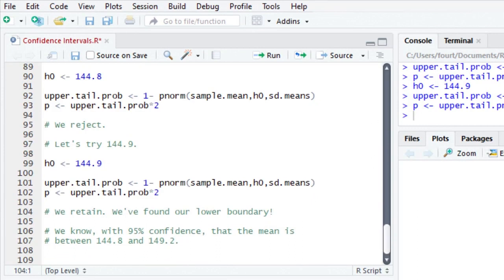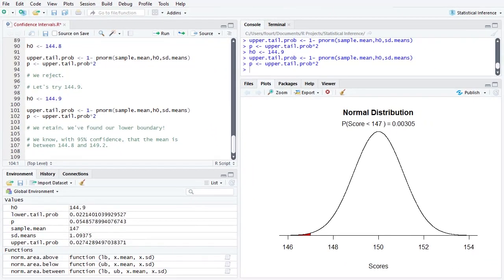We now know with 95% confidence that the mean is between 144.8 and 149.2. R made it easy to test many hypotheses in a short amount of time, using the same commands over and over, yet changing the null hypothesized value, which changes the mean of our sampling distribution.